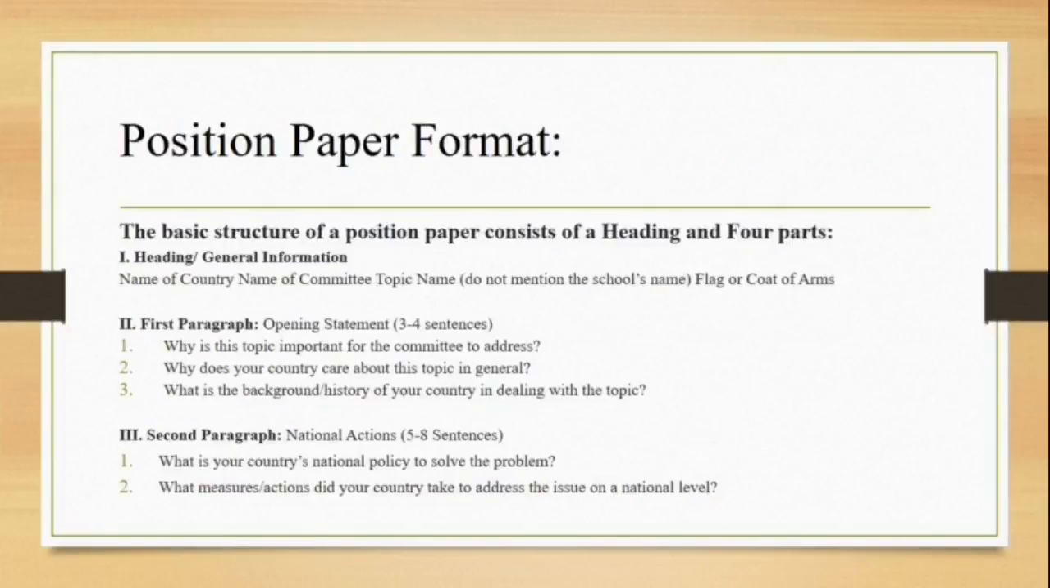The position paper format is made up of 5 parts, a heading and 4 other paragraphs. The heading, or the general information, is the name of the country or the committee topic name. You don't mention the school's name here. You only put the flag of your country or the coat of arms.